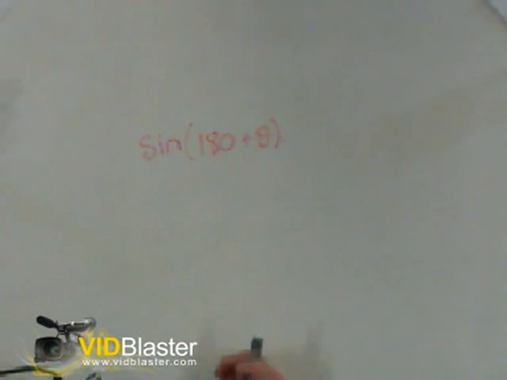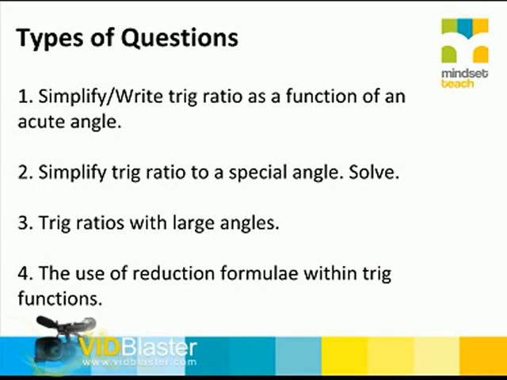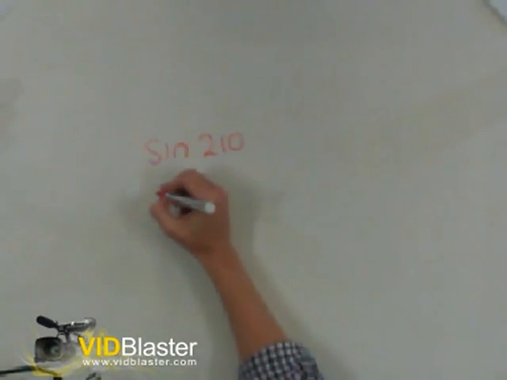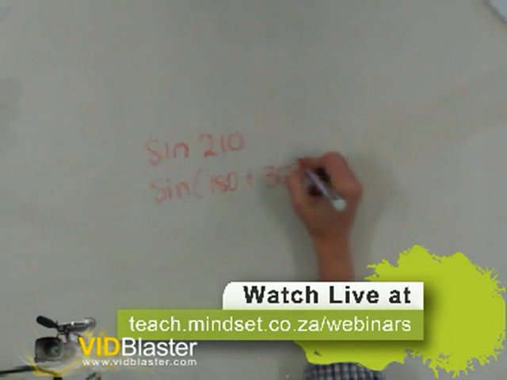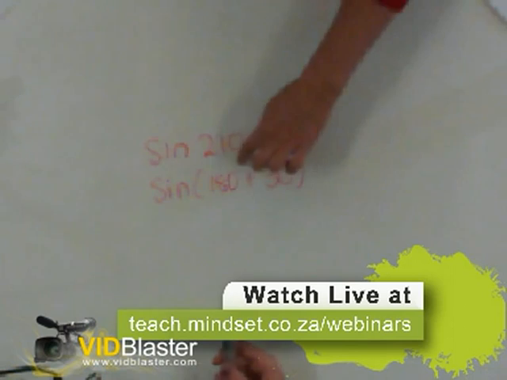Yes. Okay, and then the next one says simplify a trig ratio to a special angle and solve. Yes, this is very similar to this, except it's when we get given a large angle, let's say sine of 210 degrees, and we don't really know what sine of 210 is. So we can simplify it into sine of 180 plus 30, and then by reducing it we can solve it, get it into a special angle, and find the answer like that. Okay, and obviously the degree signs over there as well.